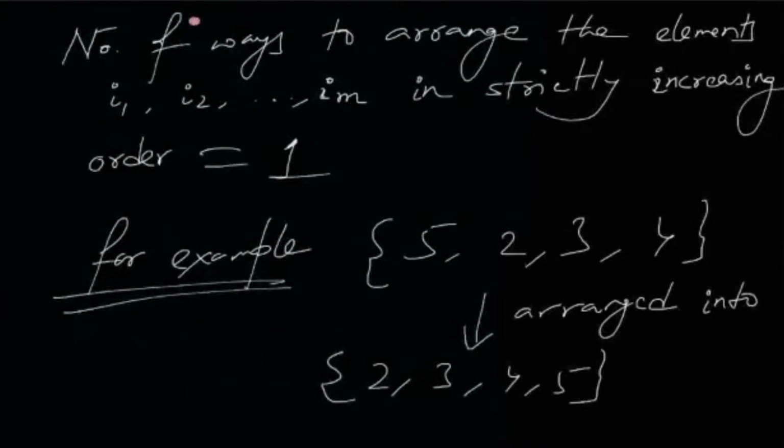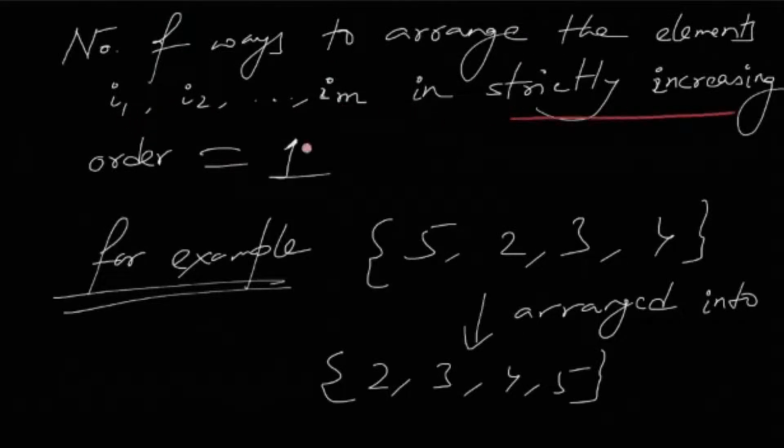Now, how many ways are there to arrange them in strictly increasing order? The number of ways to arrange the elements i1, i2 up to im in strictly increasing order is actually one. You have to understand they're distinct, and so after arranging them in increasing order, there's only one way to do it. For example, if you choose 5, 2, 3, 4, they can only be arranged as 2, 3, 4, 5. There's only one way to arrange them in strictly increasing order.